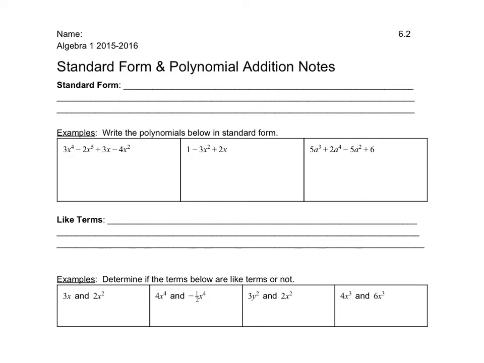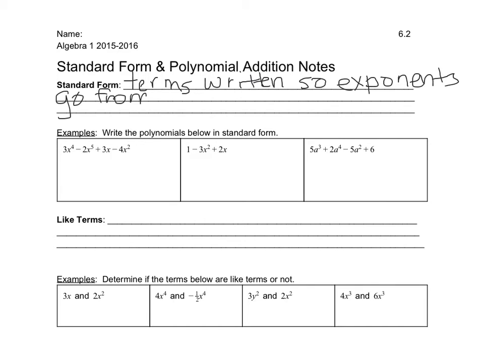In this video, we're going to talk about standard form and polynomial addition. Standard form is a way of writing a polynomial so that the exponents go from greatest to least in the terms. So we're going to write standard form: terms written so exponents go from greatest to least.